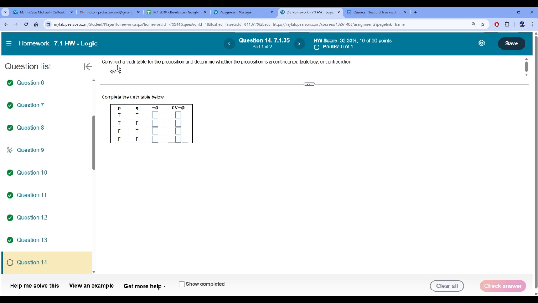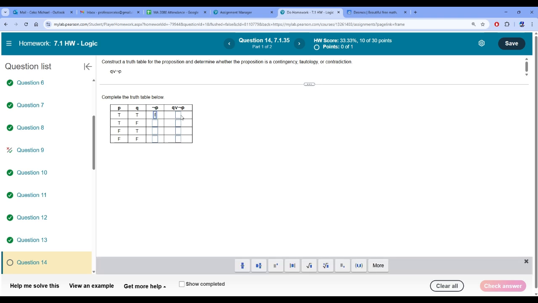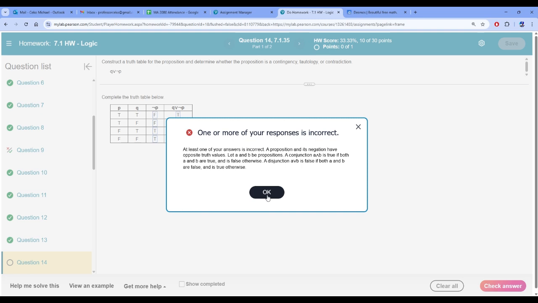Construct the truth table. So not P would be false. P is true, not P. And then Q. Is this and or? Oh my god, I already forgot. I think it's or. I think it's or. So I think this would be true. Not P is false. Not P is true. This is true. This is true. I think we got true on all of them. Nope.